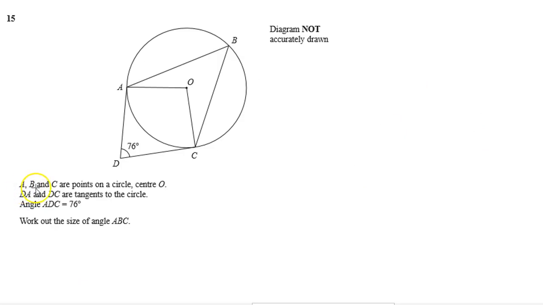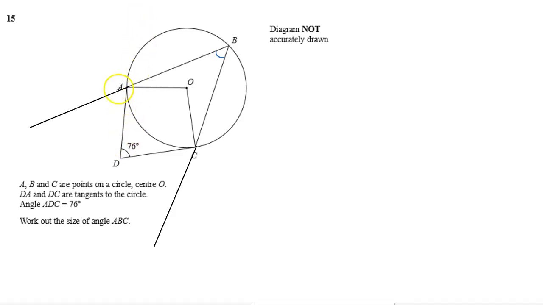Question number 15. A, B and C are points on the circle with center O. DA and DC are tangents to the circle. Angle ADC is 76 degrees. Work out the size of angle ABC. We have to calculate this angle ABC.